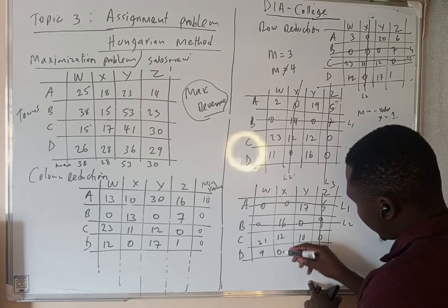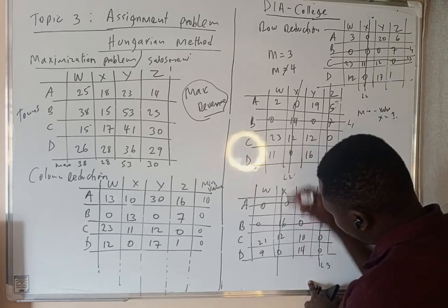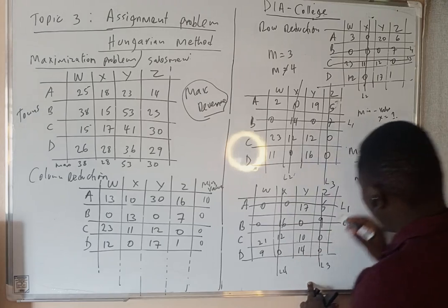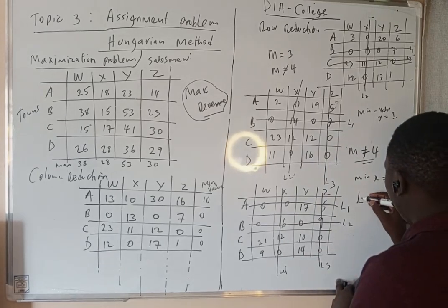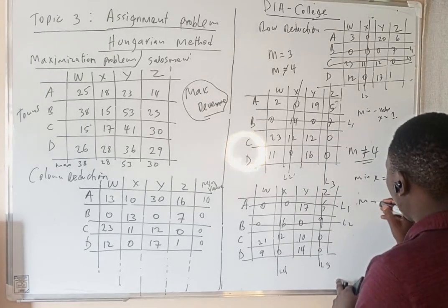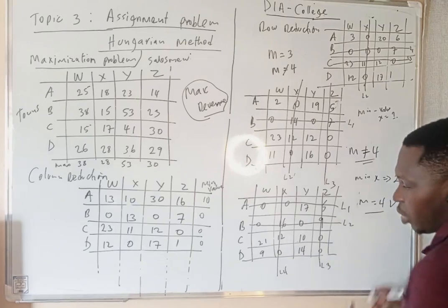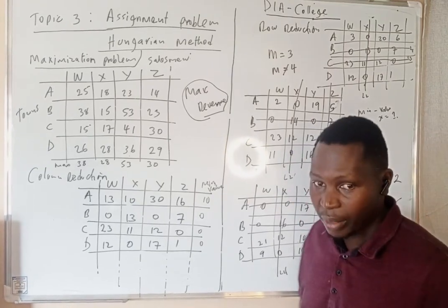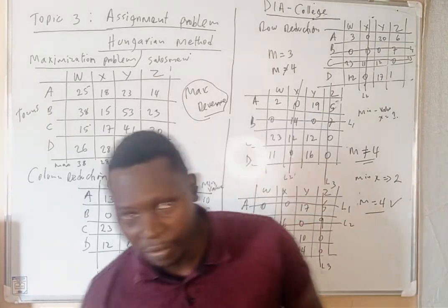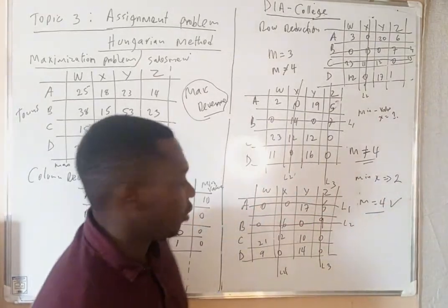But there is still 0 here which is uncovered. I can cover it vertically, so this is line 4. So in this scenario now, I can say m is equal to 4. That means I have reached the optimal solution. This will take me to the last step, stage number 5, where I'm going to do the final allocation.